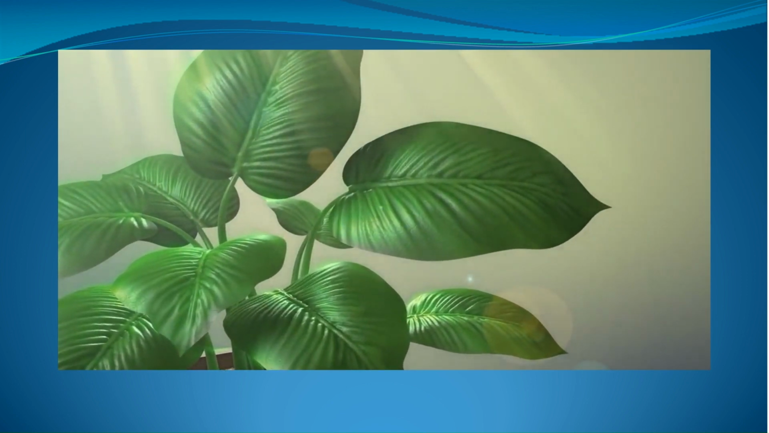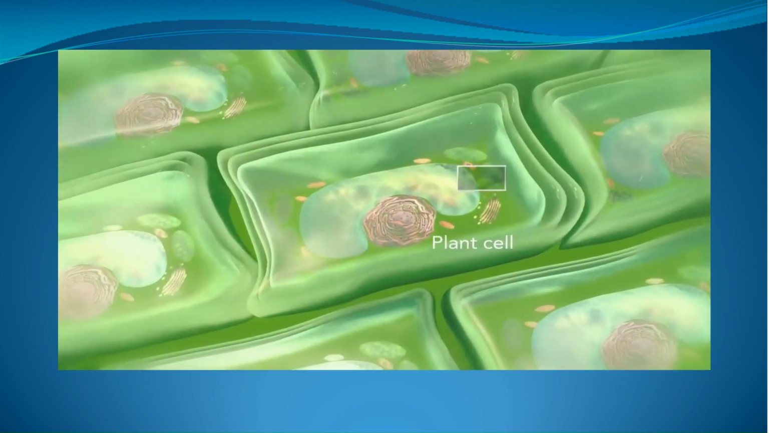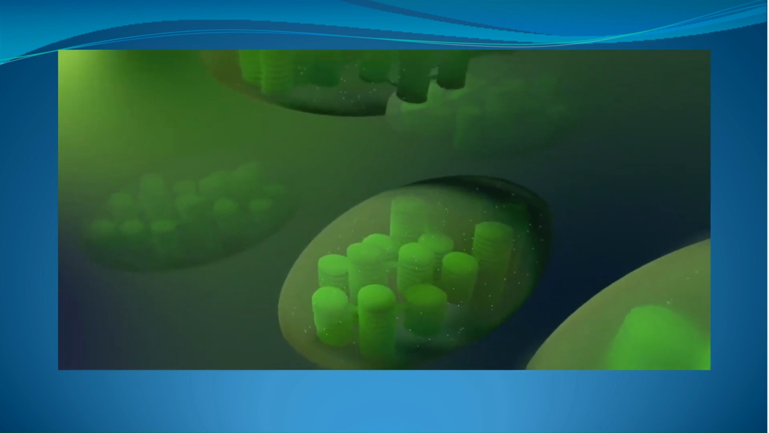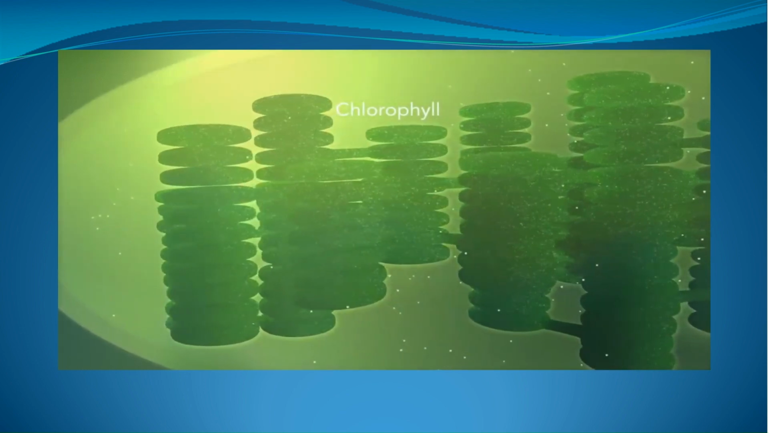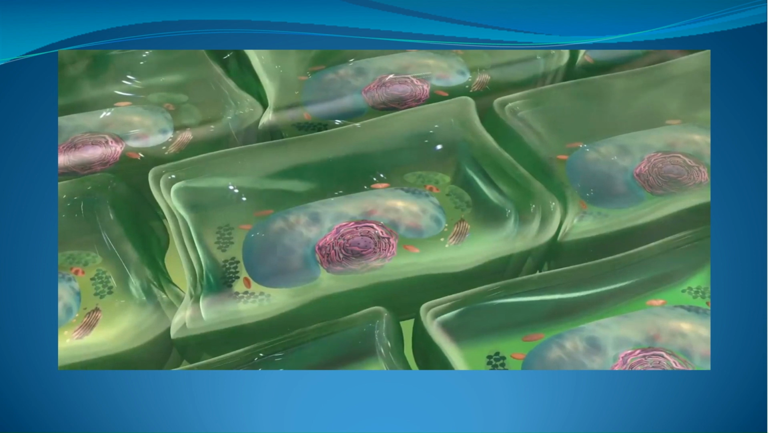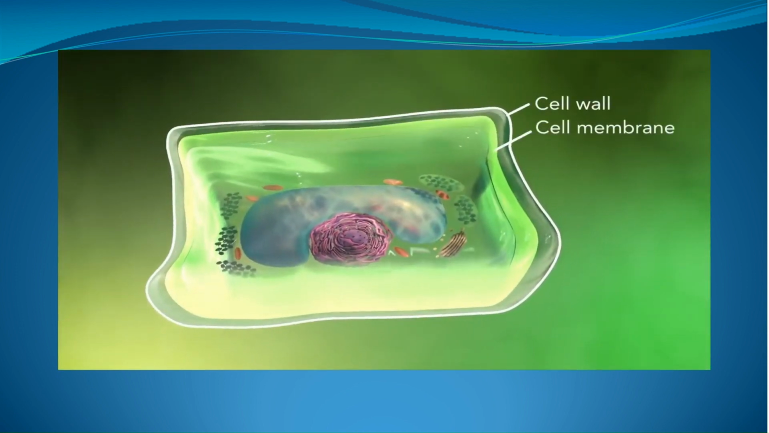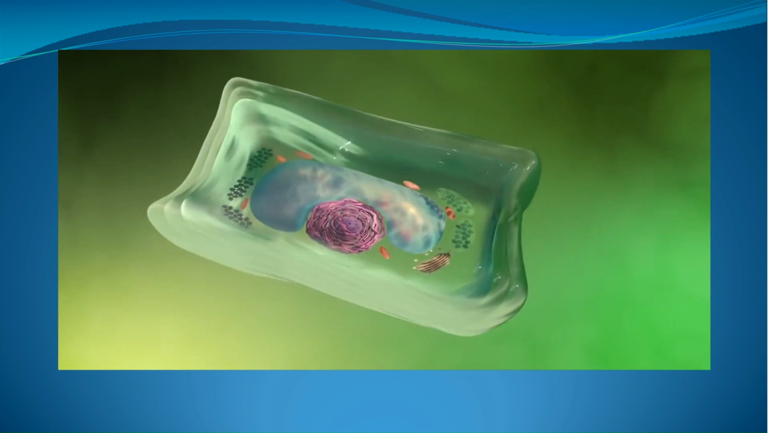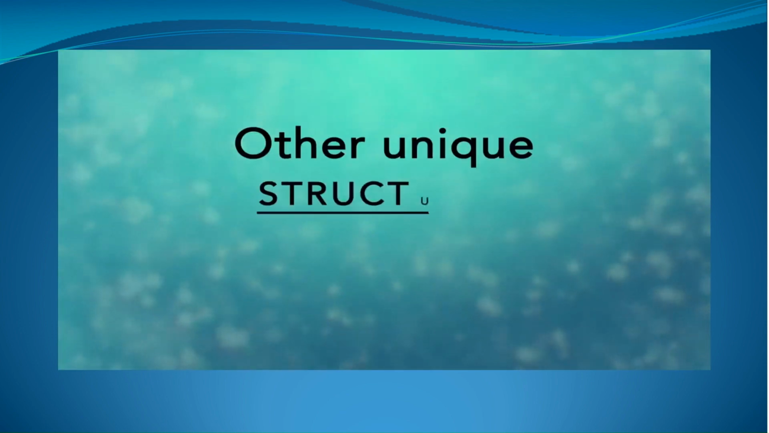Some organisms, such as plants that are photoautotrophic, meaning they capture sunlight for energy, have cells with an organelle called chloroplast. The chloroplast is where photosynthesis happens. It's green because it has a green pigment called chlorophyll. Plant cells also have a cell wall outside of their cell membranes that shapes, supports, and protects the plant cell.